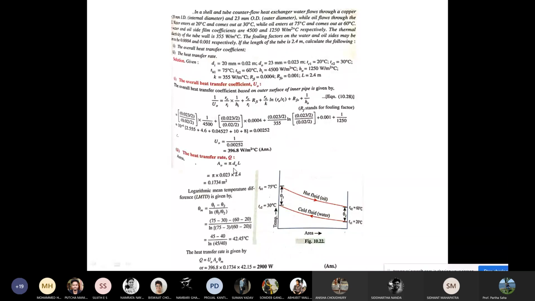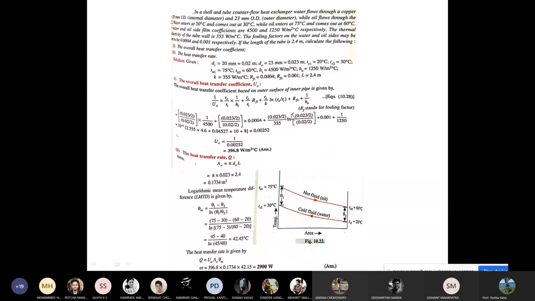The heat transfer rate will be based on A0 equal to π D0 L. L is known, D0 also known. You calculate the LMTD, and then you calculate Q. That is U0, A0, θm. U0 calculated, A0 calculated, and θm calculated. That is very simple. The expression is given. The only thing is that in this expression you have to calculate the overall heat transfer coefficient based on outside area. So this expression you have to remember, or if it is required, I'll provide it to you during the exam also, not to worry.